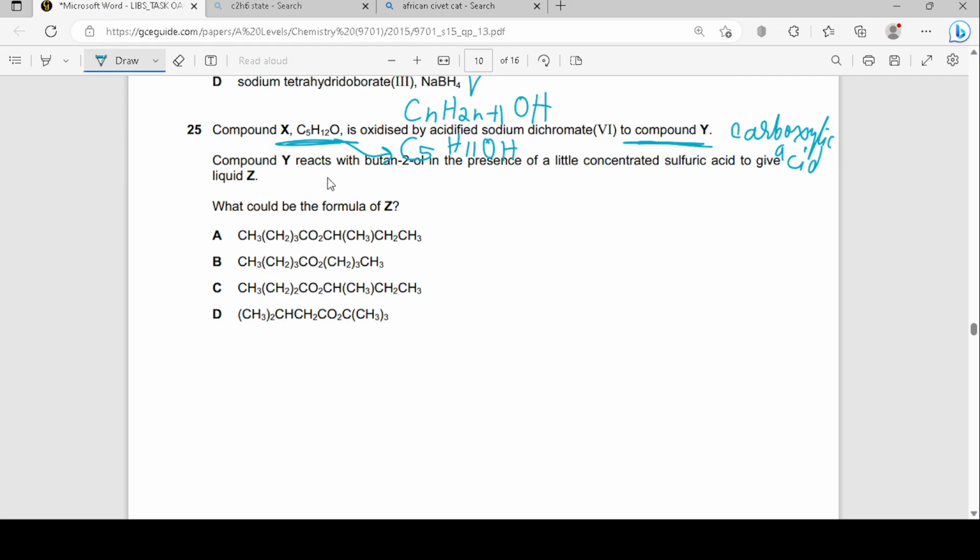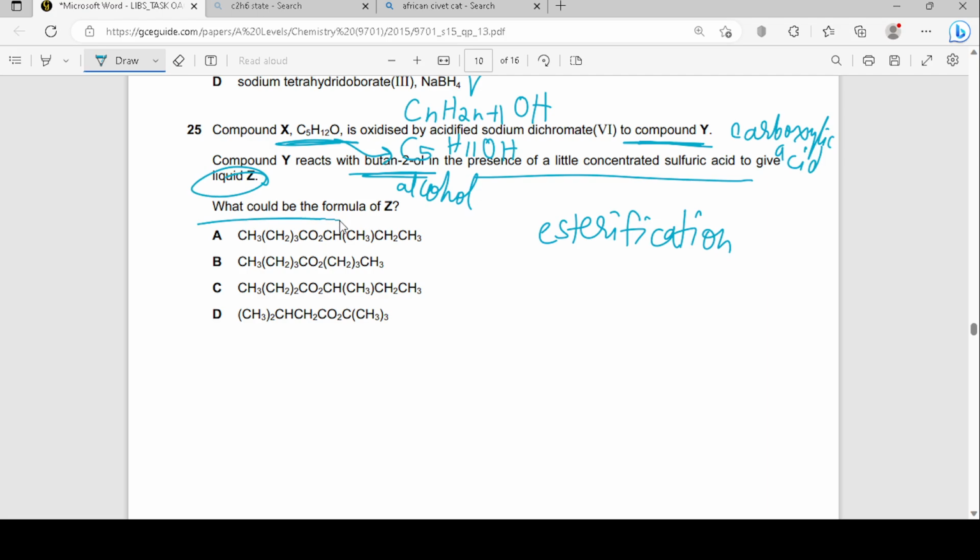If I'm reacting a carboxylic acid with butan-2-ol, which is an alcohol, then it's probably esterification that's taking place, okay? The presence of concentrated sulfuric acid further gives it away that it's esterification to give liquid Z. So what would be the formula of liquid Z? Firstly, it has to be an ester. All of these honestly seem to be an ester.